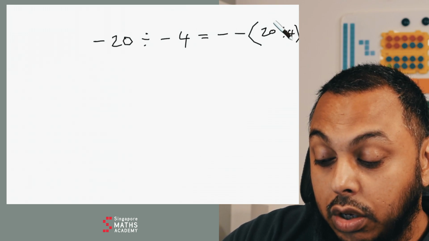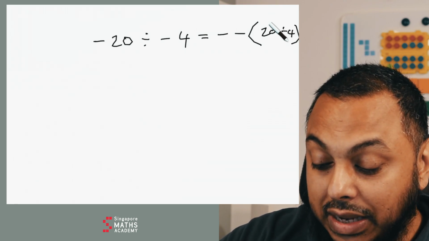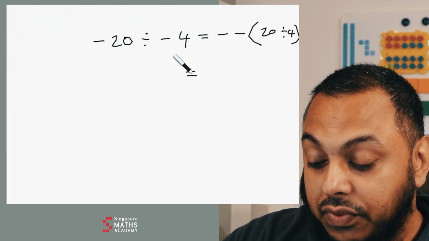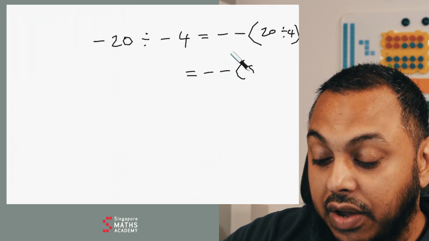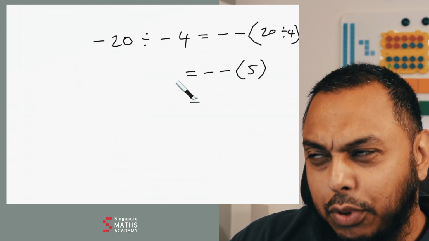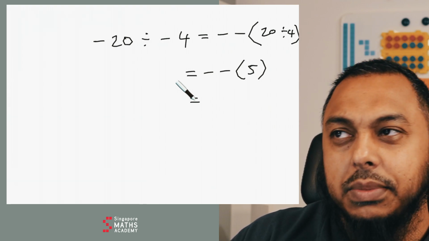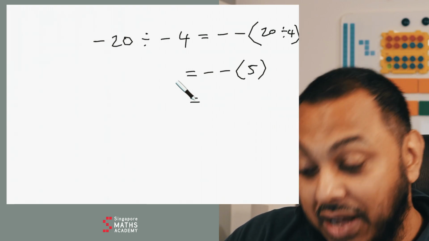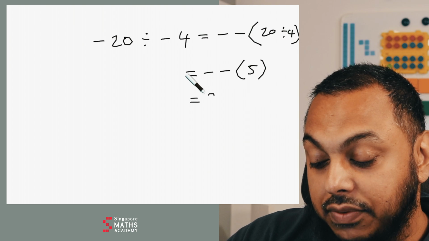20 divided by 4, we're quite clear about. 20 divided by 4 is 5. So finding the negative of the negative of 5: 5 is a positive. Finding the negative of the positive is going to be -5. And then finding the negative of -5 is going to be +5.